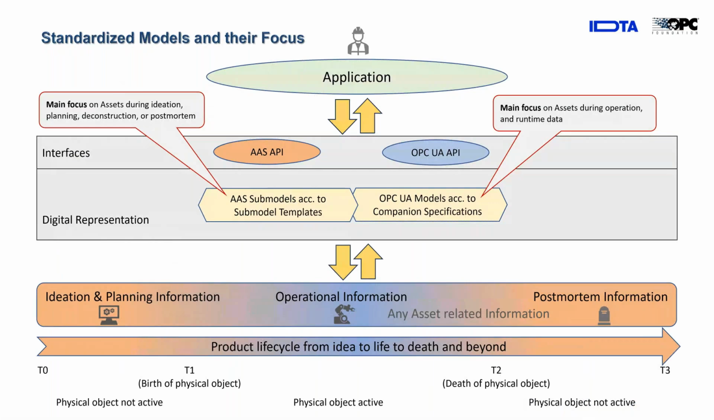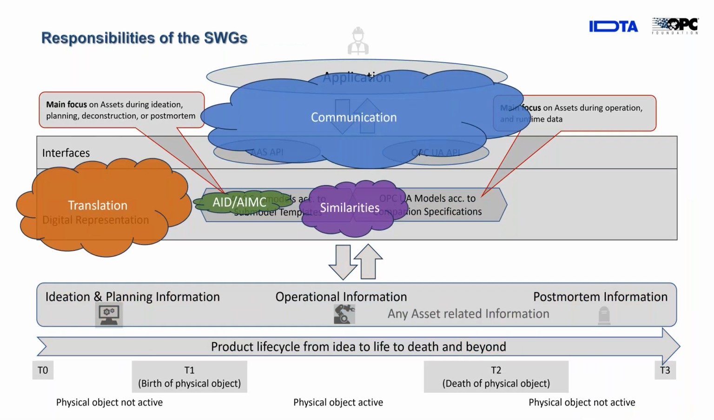So coming back to the landscape picture, I show it again because I now want to relate, or to position, the four sub-working groups that we have, and I already told you a minute ago. So we have that common communication sub-working group that is dealing with the communication part, for sure, between the application and a server that can communicate both AAS and OPC UA.